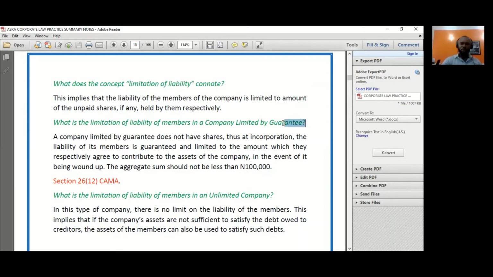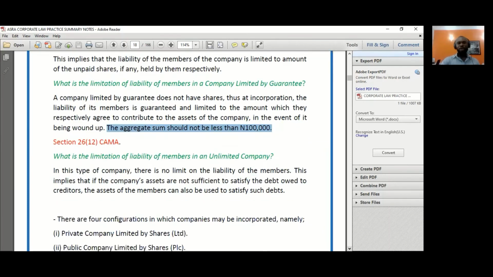Now, how about when we talk about a company limited by guarantee? Now, remember that a company limited by guarantee is not set up for the purpose of conducting business, and so there are no shares and it does not have a share capital. No. So rather what you have there is that the members in that company at the time of joining the company would promise to contribute a certain sum of money to the company to help the company offset whatever debts the company has in the event of the company being wound up. And of course, CAMA tells us that the aggregate sum, so the total sum that is contributed, should not be less than 100,000 naira. So you see that in a company limited by guarantee, the liability of the members is limited to the amount of money they have guaranteed that they would contribute to the company's assets.